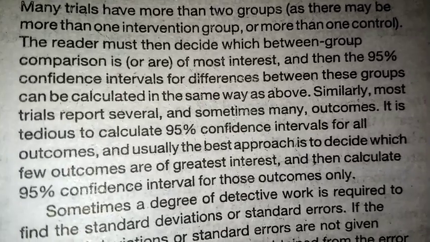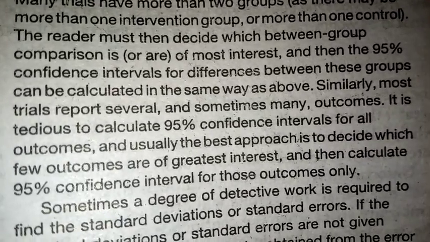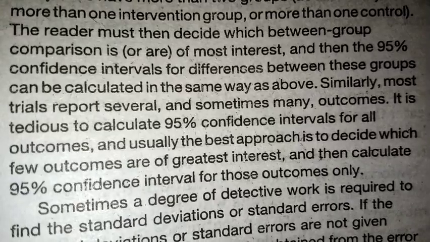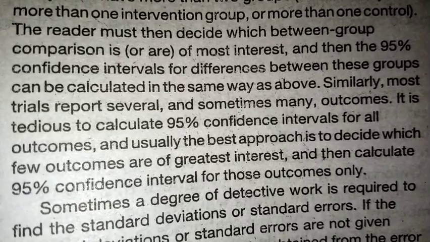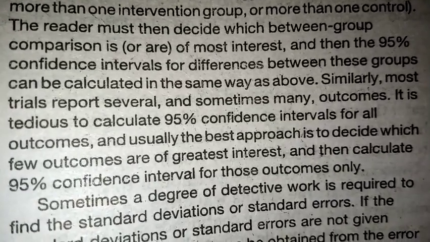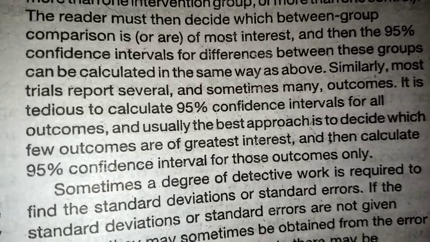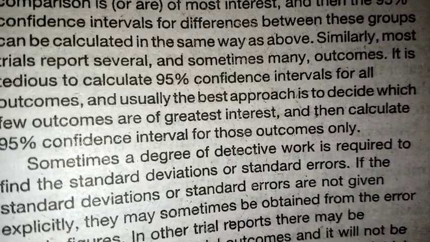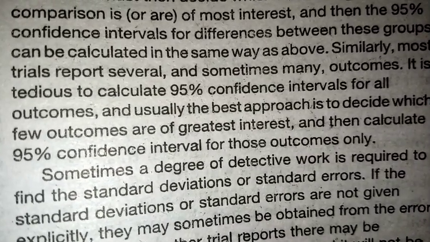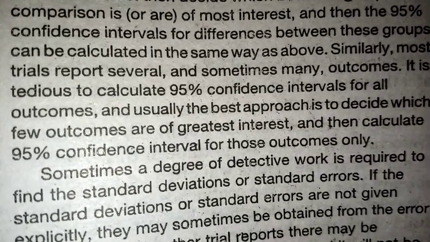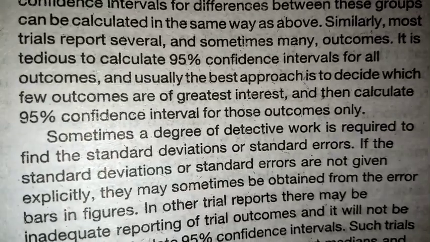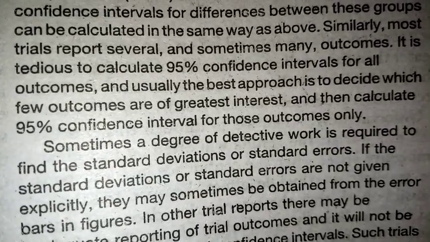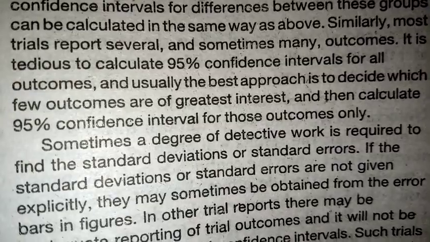Similarly, most trials report several and sometimes many outcomes. It is tedious to calculate 95% confidence intervals for all outcomes, and usually the best approach is to decide which few outcomes are of greatest interest and then calculate 95% confidence intervals for those outcomes only.